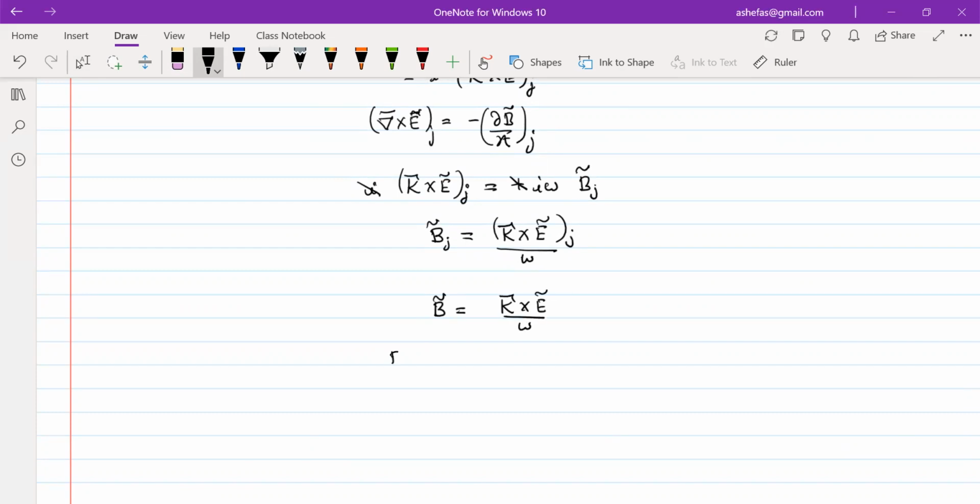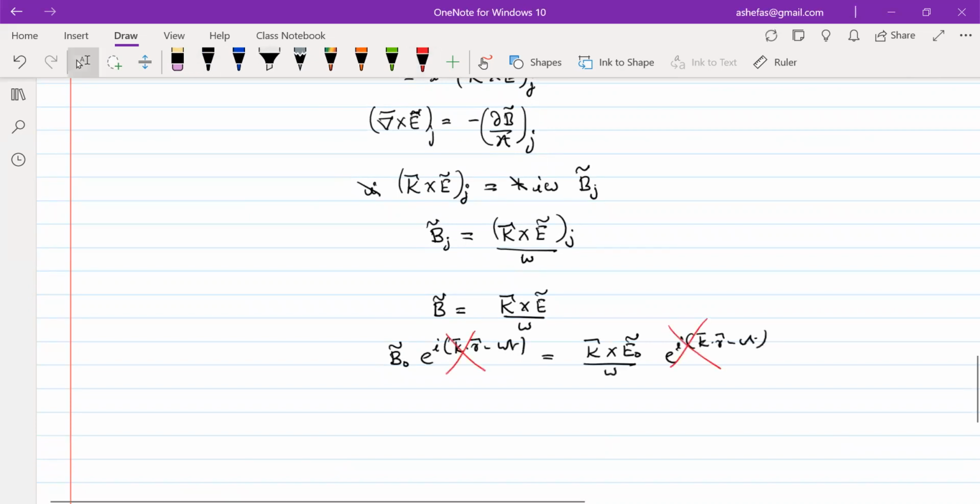And what is the magnetic field? It is B0 tilde e raised to I k dot r minus omega t, which is equal to k cross E0 tilde by omega times e raised to I k dot r minus omega t. So this e raised to I k dot r minus omega t would cancel on both sides.